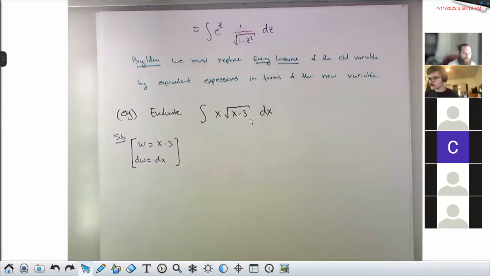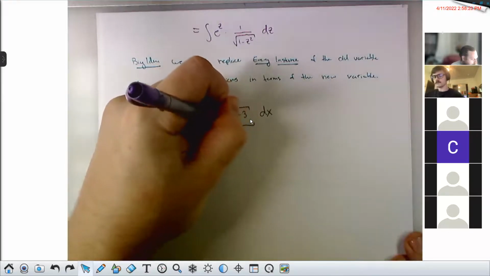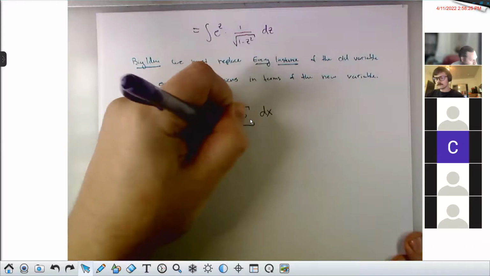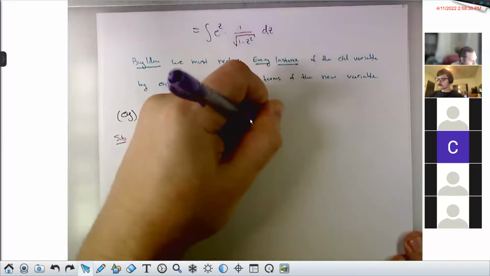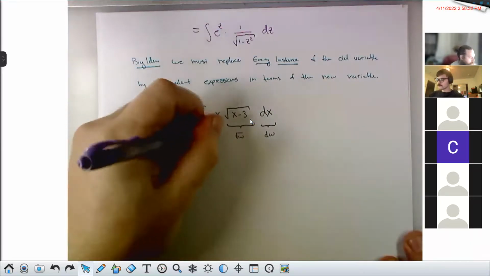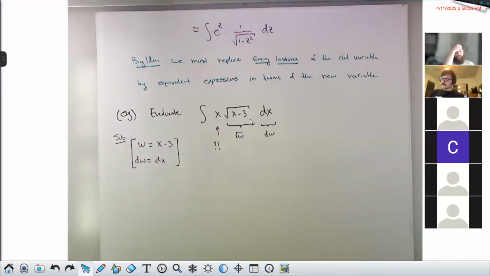The problem is, if you just plug this in, this piece will become the square root of w. dx is the same as dw, but what do I do with the x? I know I can't integrate x times the square root of w dw. It's nonsense in the same way that e to the u dx was. Can't have a mixture of variables.